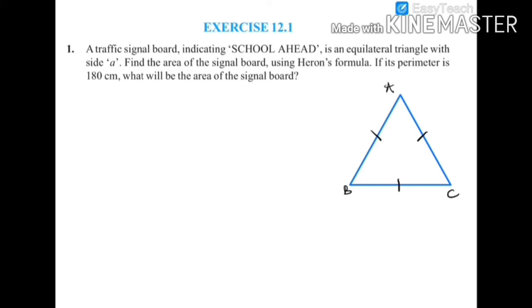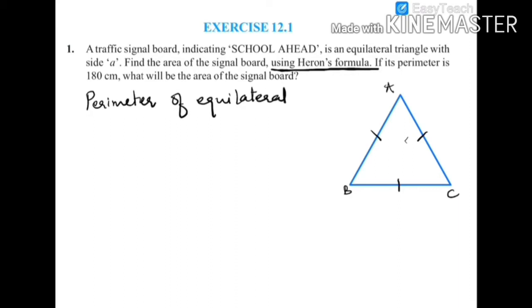Now recall in previous video class we found a formula for the area of equilateral triangle, which is root 3 upon 4 side square. We can use that formula and find the area. However, in this question it is very clearly mentioned we have to find the area using Heron's formula. So we will use Heron's formula only. If its perimeter is 180 centimeters, what will be the area of the signal board?